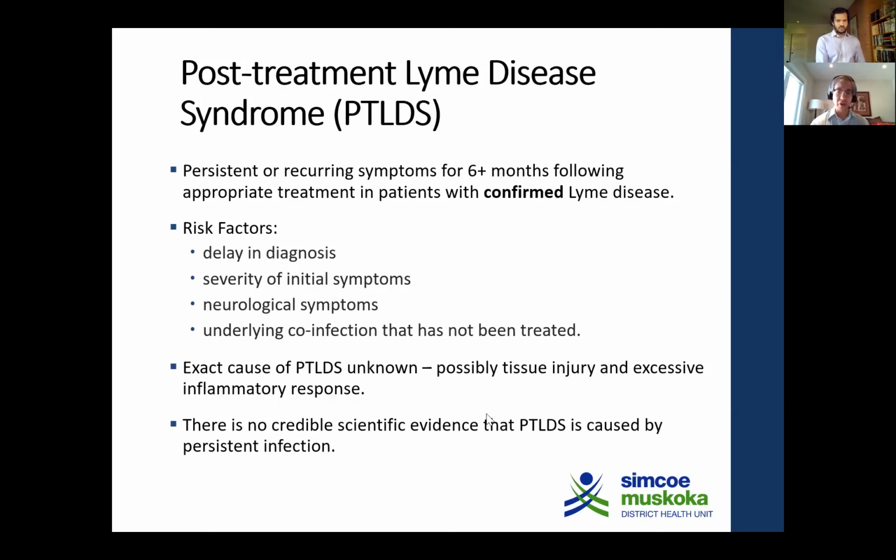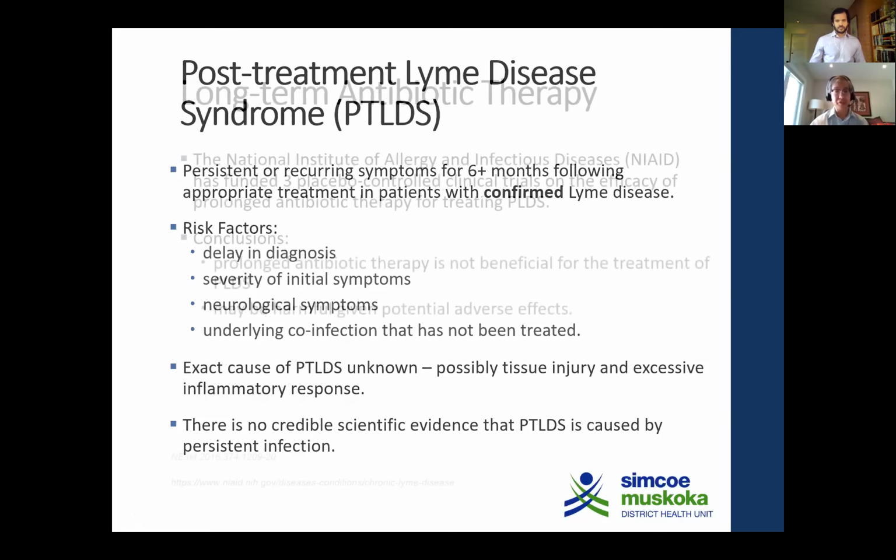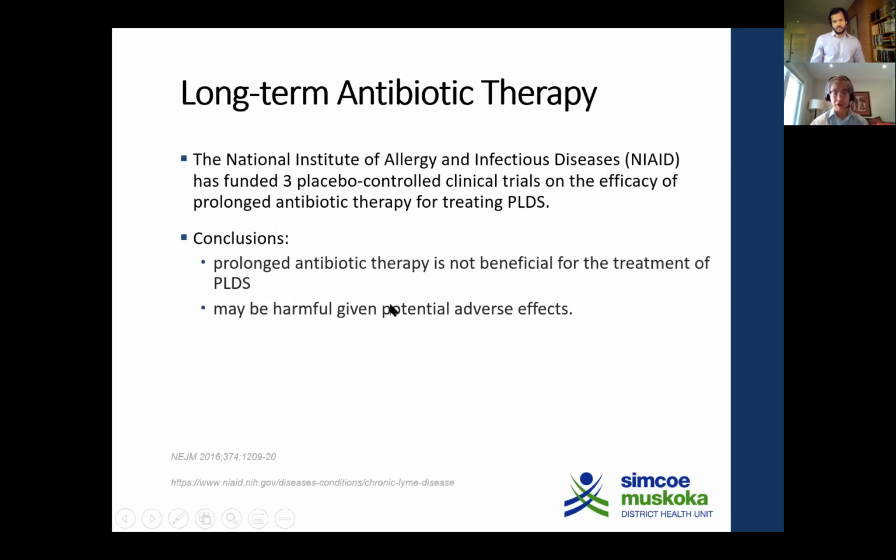The exact cause is not known, but like most chronic things, it's thought that it's possibly tissue injury and excessive inflammatory response. At this time, there is no credible scientific evidence that this syndrome is caused by persistent infection. The reason I state that is because some of the Lyme advocates, the minority, non-mainstream, do believe that there are chronic infections, although from what I can see in the literature, there hasn't been an isolation of the bacteria in chronic patients. There have been some placebo-controlled trials on the efficacy of prolonged antibiotic treatment, and the conclusion was that it was not beneficial.